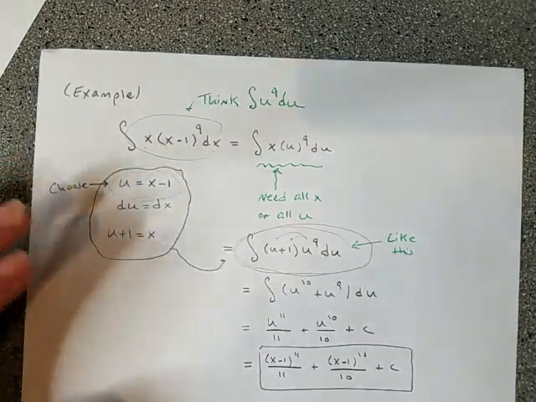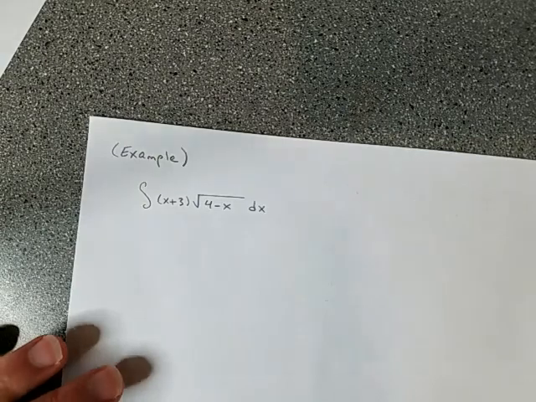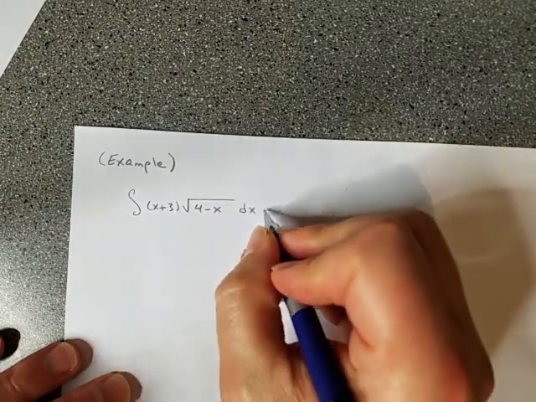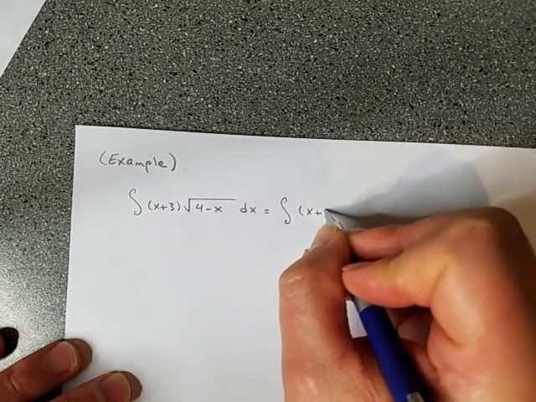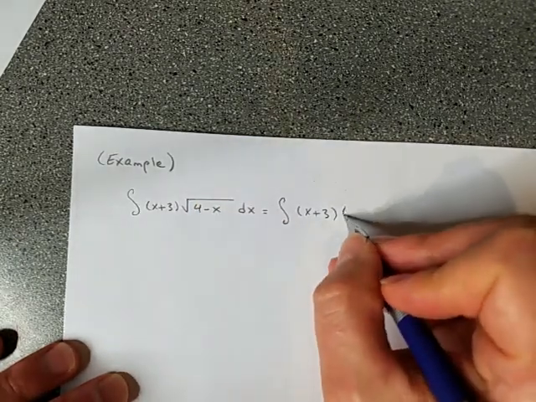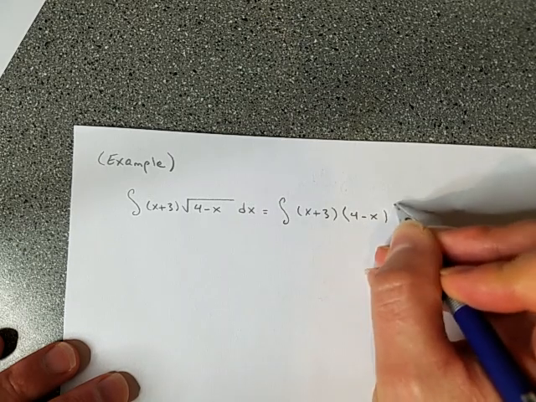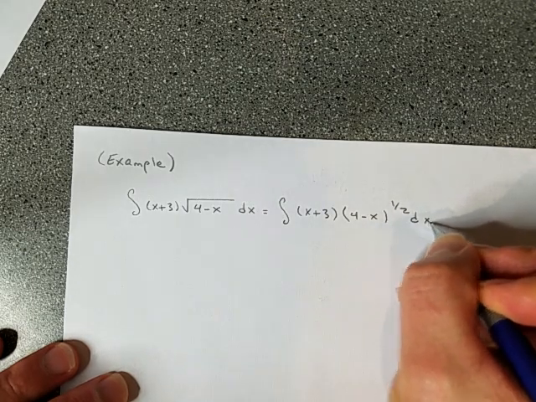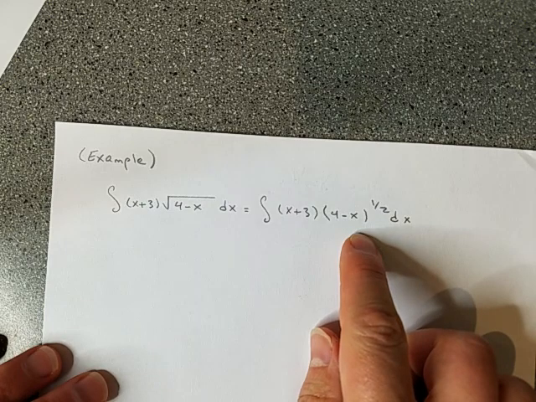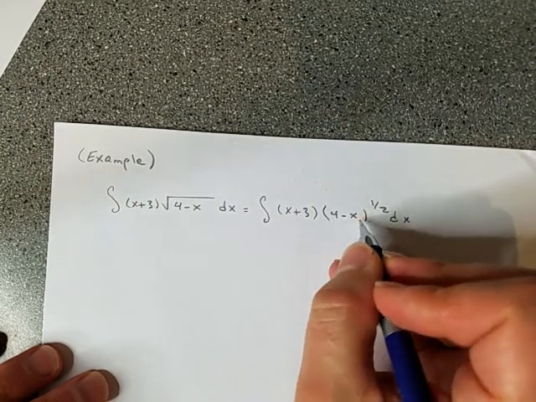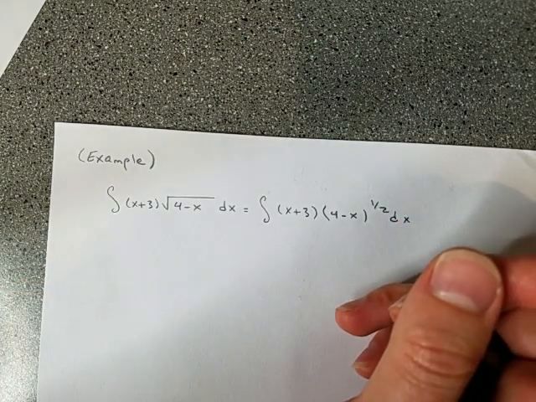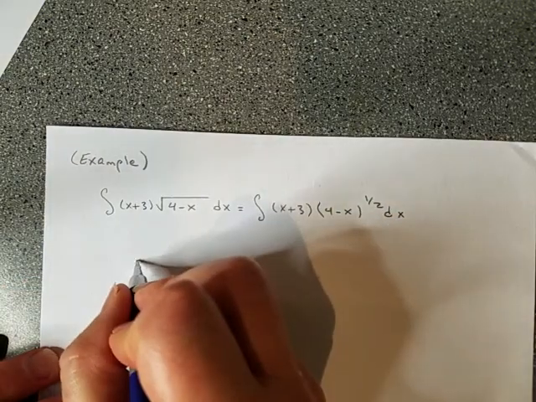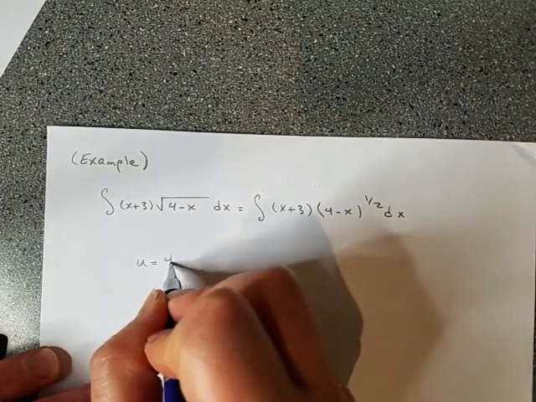I wanted to do another one kind of like this, just because it is different, all right? So with this one, I think this is a lot like the last one, especially if I see this root like that, okay? So I think I'll let that be the u, and I'll get the rest of it to be the du somehow. All right, so let's see. I'll let u be 4 minus x.